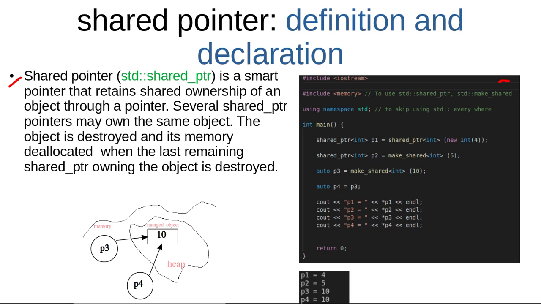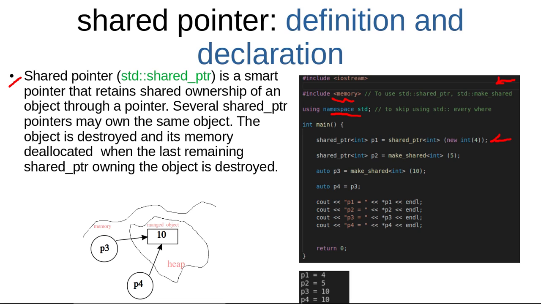This is an example of how to use the shared pointer. First of all, if you want to use shared pointer and the make_shared method, which is used to create a shared pointer, you have to include this library called memory. This line is just to skip using std everywhere.